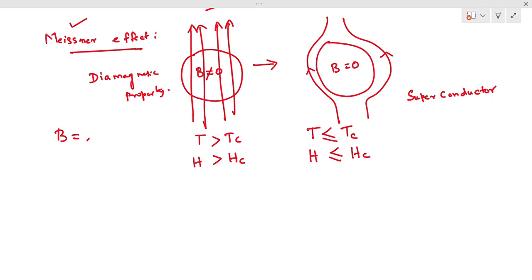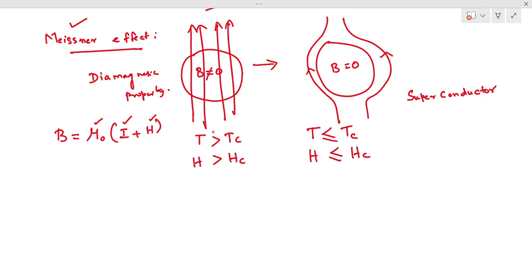Proof for this effect is: magnetic flux density B is equal to mu naught into (M plus H) or (I plus H). Mu naught is the permeability of free space. I or M is said to be the intensity of magnetization. H is the applied magnetic field.